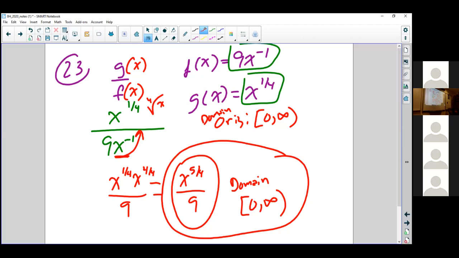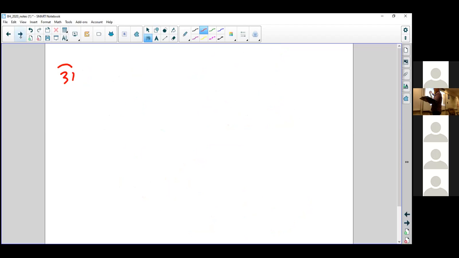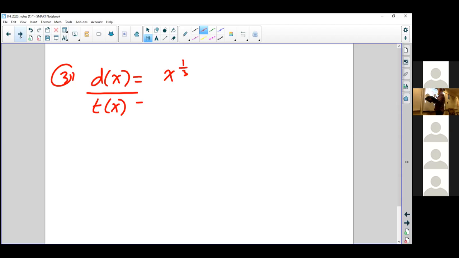With 31, can you leave the answer as 1 over x to the 4th? Well, let's take a look. Okay, so number 31, we have d at x, and d at x, they told us was x to the 1/3. And we're doing that over t at x, and t at x is x to the 5th.